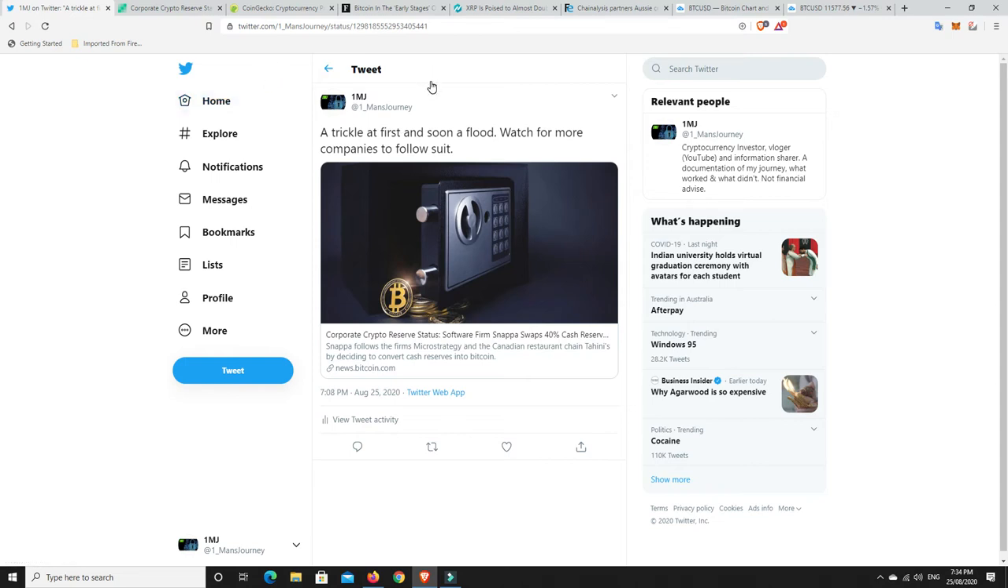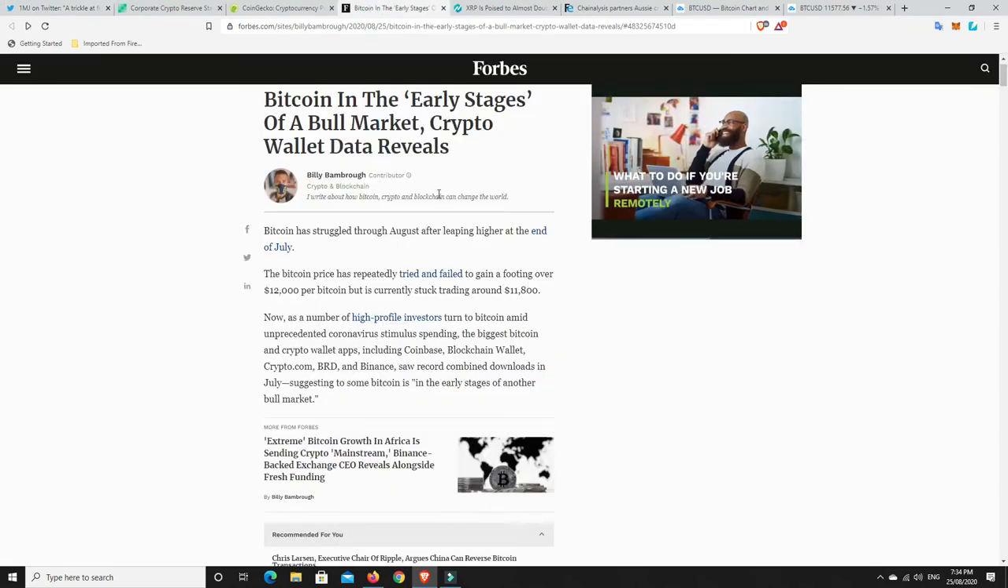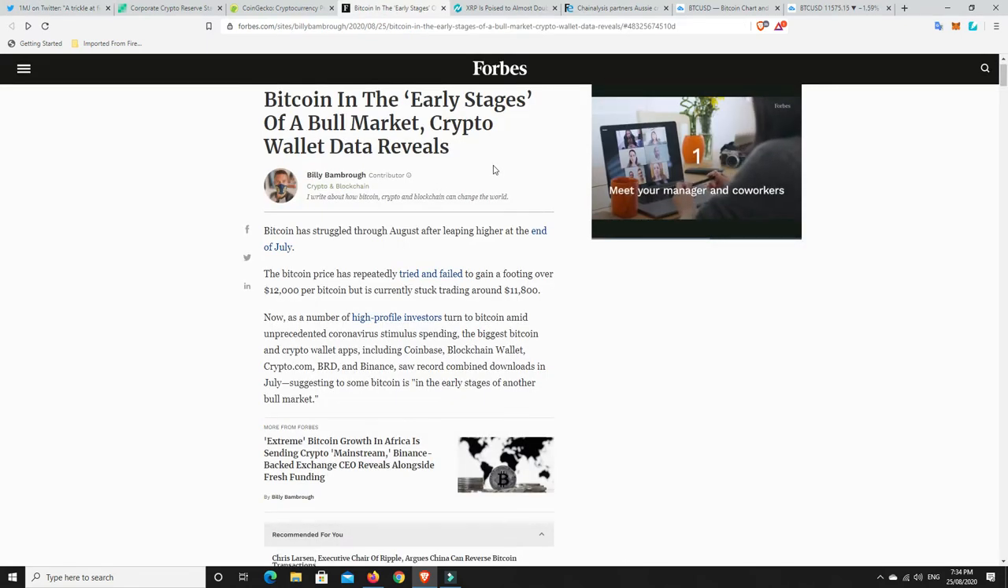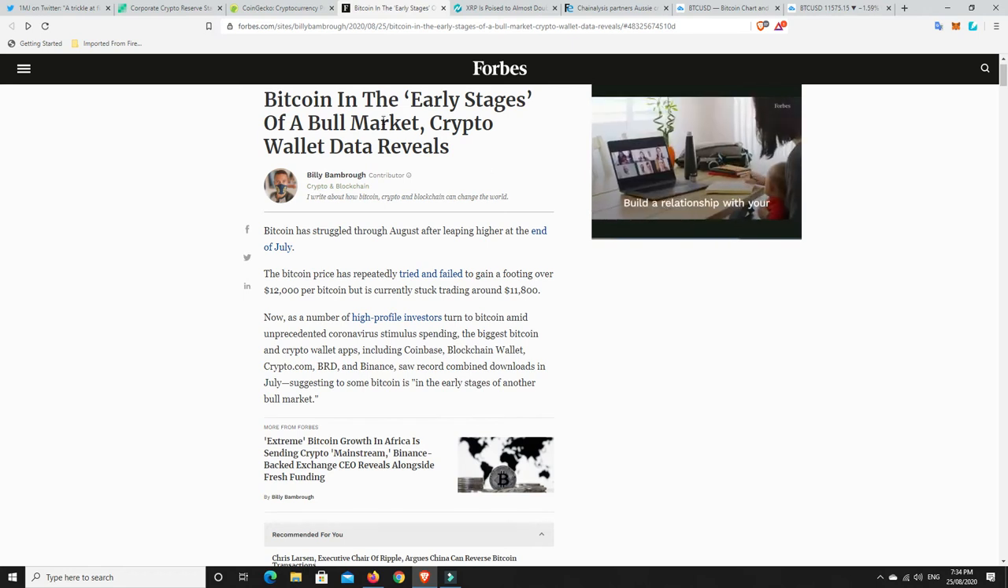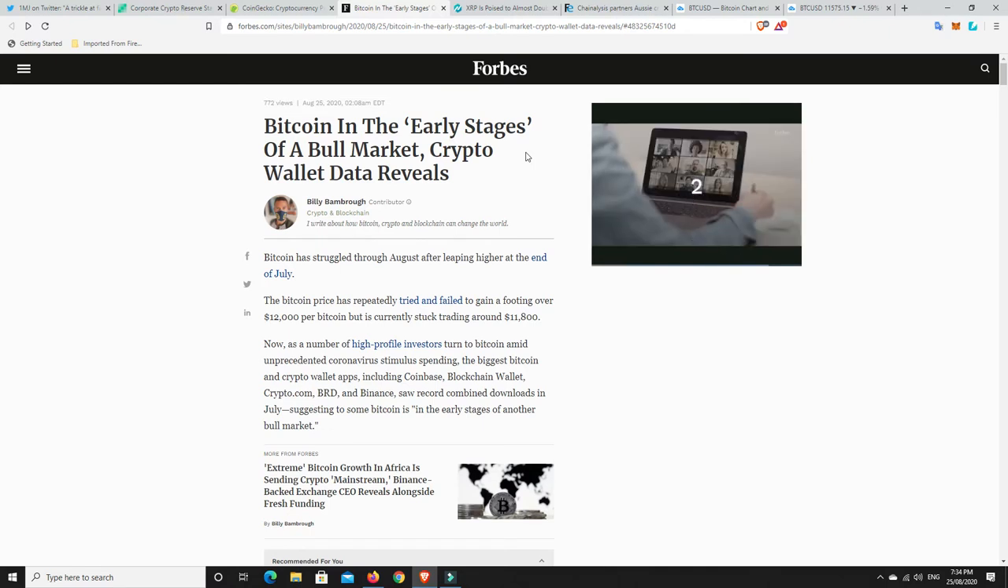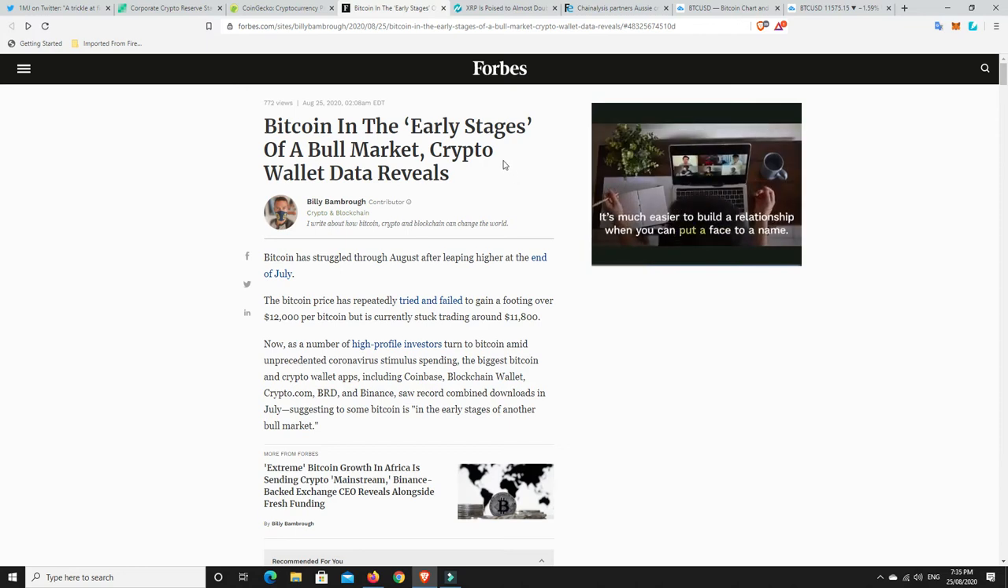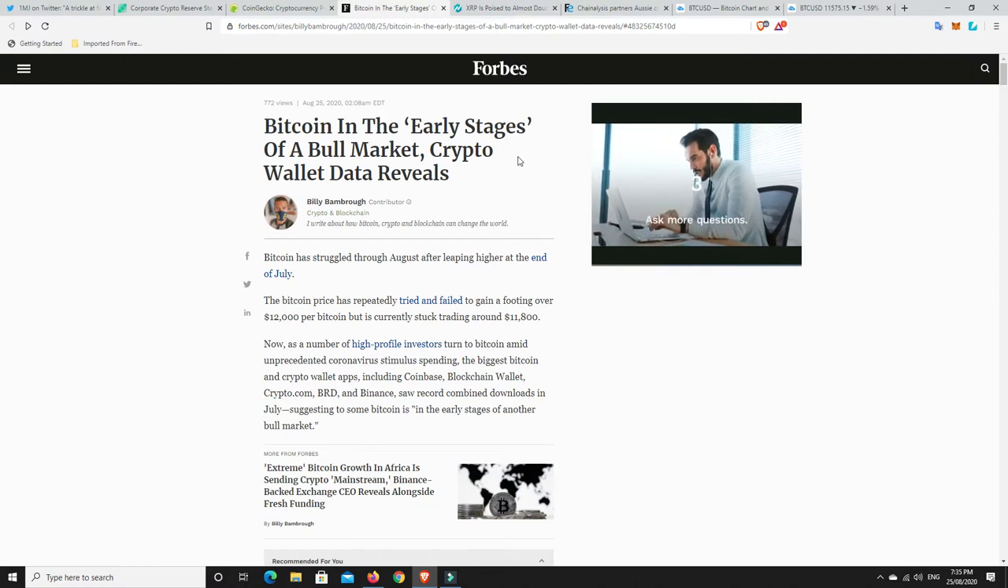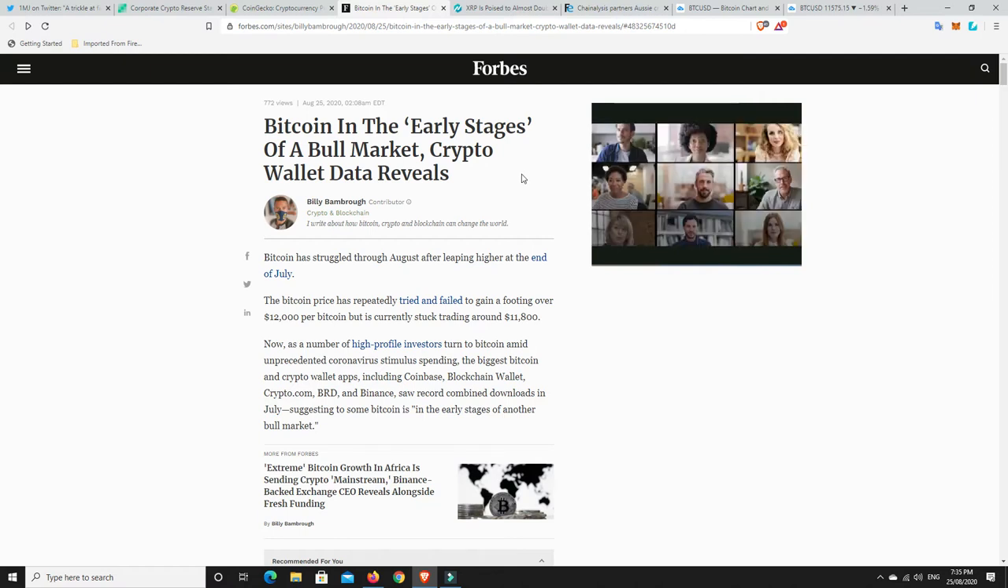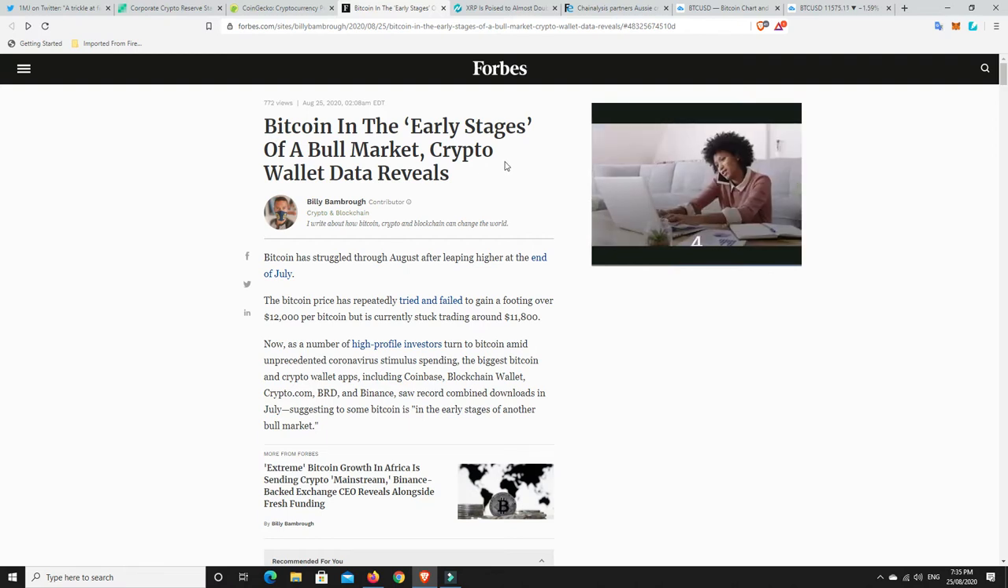Now, as I said, what is really spurring me on is stories like this, that mass adoption is happening, and why I'm so bullish. We can go over here, and on the Forbes site we have "Bitcoin in the early stages of a bull market." Forbes is a fairly well-renowned reporting network. Once upon a time you might have called them a newspaper. I'm not really sure what the exact term is now, financial reviews and all the rest of it. But they have had a number of stories out for a while now talking about Bitcoin being in the early stages of a bull run.